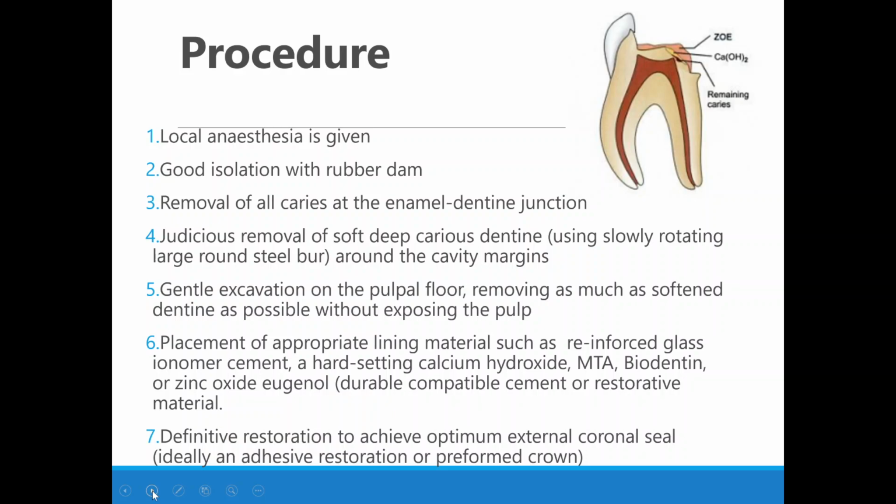Of course, on this place we should put an appropriate lining material such as reinforced glass ionomer cement, hard-setting calcium hydroxide, MTA, Biodentine, or zinc oxide eugenol. So these are durable, compatible cement or restorative material. And the definitive restoration to achieve optimum external coronal seal, ideally an adhesive restoration or preformed crown.